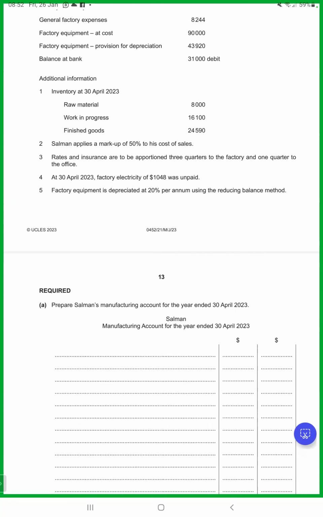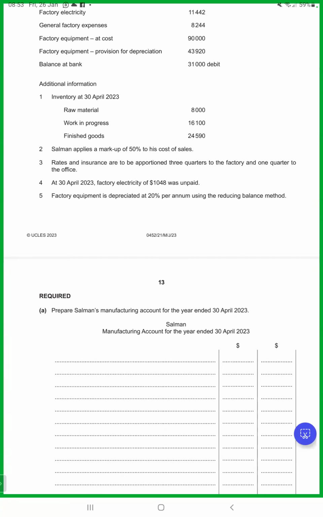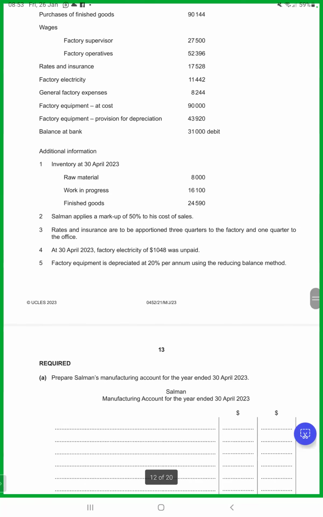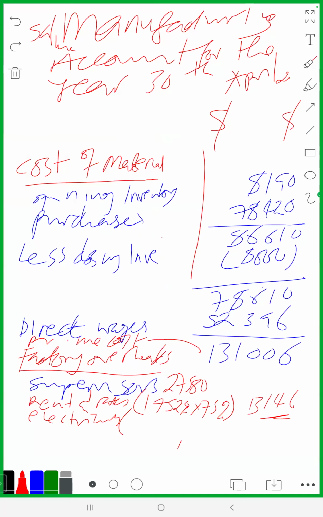These are accrued expenses, okay? These are accrued costs. So you have to add this amount to the one that we are adding for factory electricity, 11,442. We should add the unpaid, which is accrued, right? The accrued expenses. So we are adding this 1,048 to 11,442. So 11,442 plus 1,048. When you add everything, you have 12,490.